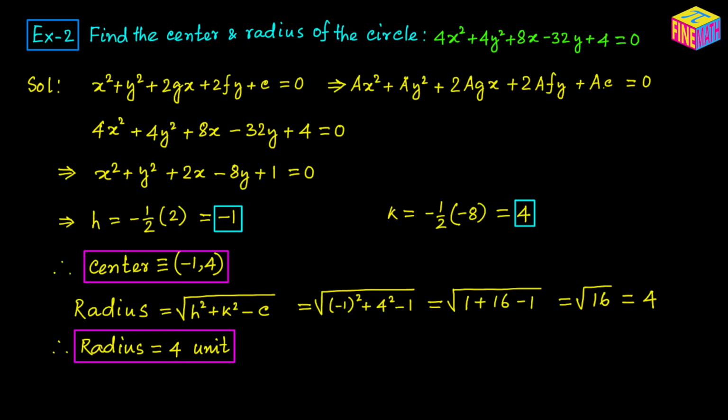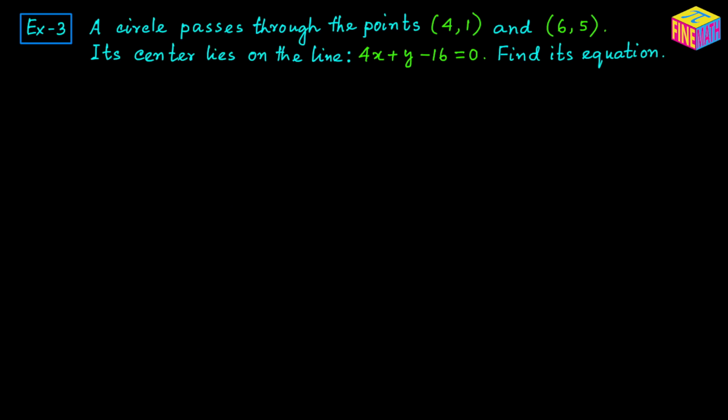Now let's take a look at the third example. The third example says a circle passes through the points 4, 1 and 6, 5. Its center lies on the line 4x plus y minus 16 equals 0. Find its equation. So here we have to find the equation of the circle. Here again, before seeing the solution, please give it a try yourself, and after that of course you want to match with my solution.